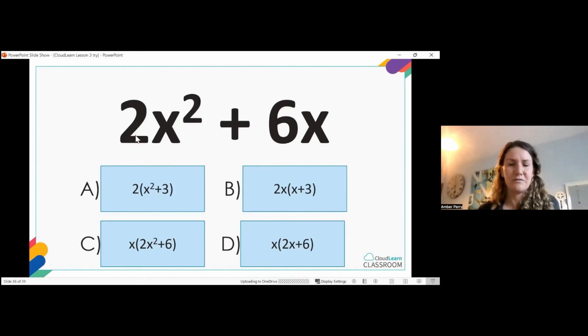Okay, so make sure you've considered the factors of 2 and 6, as well as the factors of X squared and X. I'm going to launch that now.